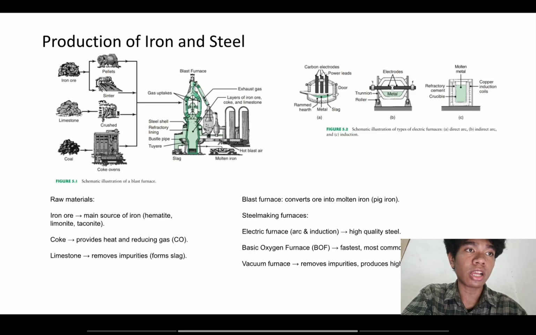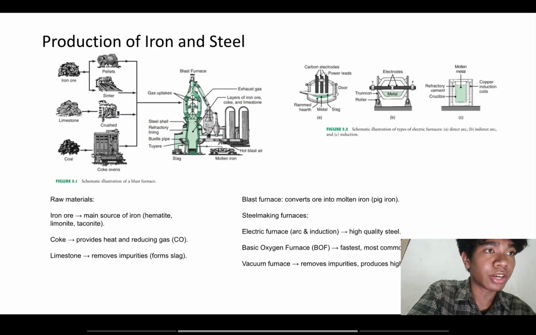Okay, so the production of iron and steel, as you can see here. As I said previously, iron ore is the main source of iron: hematite, limonite, and taconite. Coke provides heat and reducing gas, and limestone removes impurities. Here the iron ore goes into pellets and sinter, limestone is crushed, and coal goes into the coke oven, then into the gas uptake, and then the blast furnace.